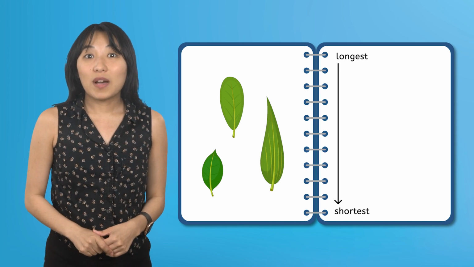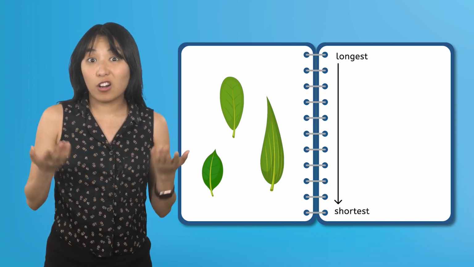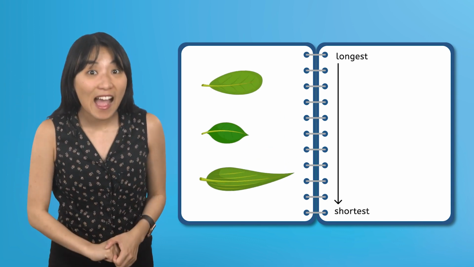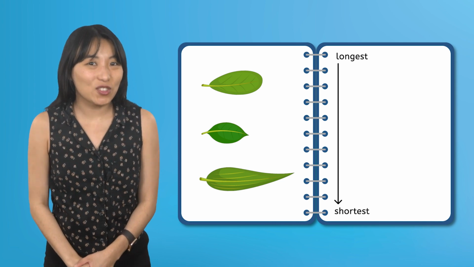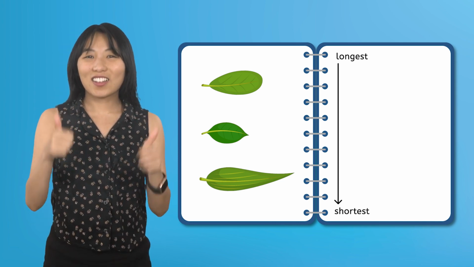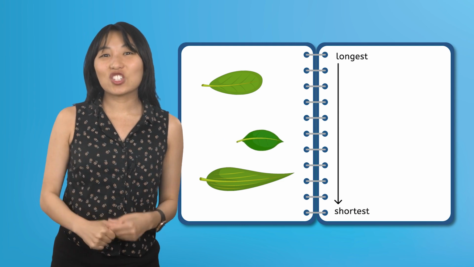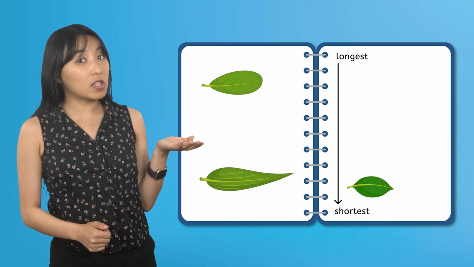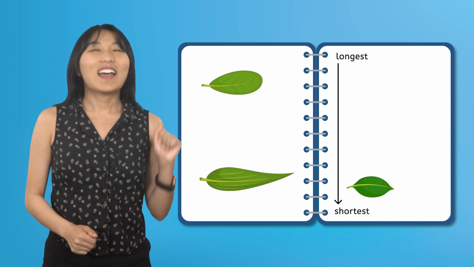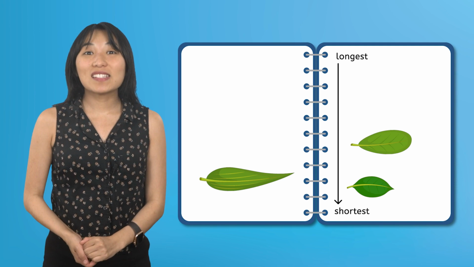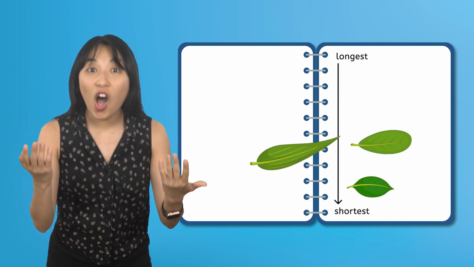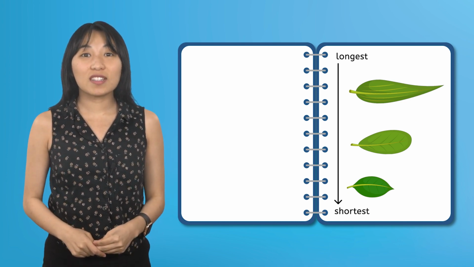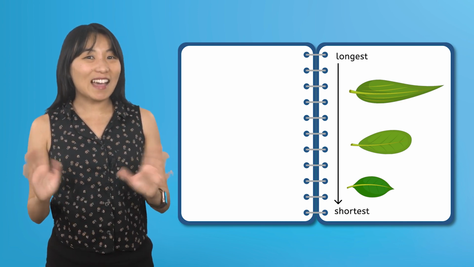Maybe you can, but it's pretty hard to tell when they aren't organized. That's better. Now, which one do you think is the shortest? Good! This one is the shortest. Out of these 2 leaves that are left, which one is shorter? This one! That means the final leaf is the longest leaf. Great job! We can compare and sort the leaves' length without the exact measurements.